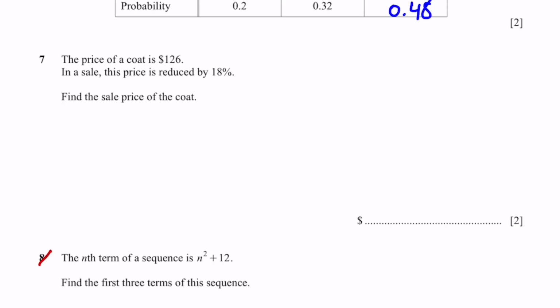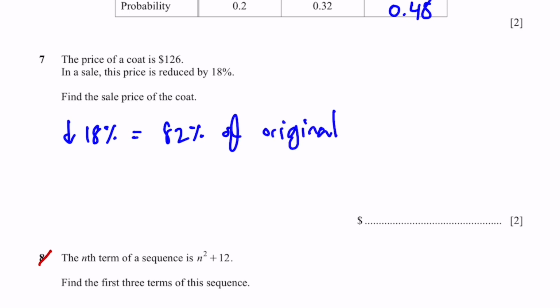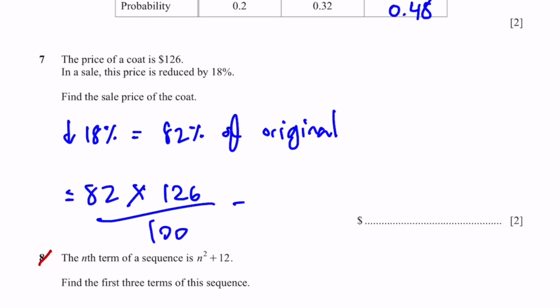Question 7. The price of a coat is $126. In a sale, this price is reduced by 18%. Find the sale price of the coat. So the price is reduced by 18%. Let's write that down. That means 82% of the original cost. And why? Because 82 is equal to 100 minus 18. So that means 82 into 126 by 100.